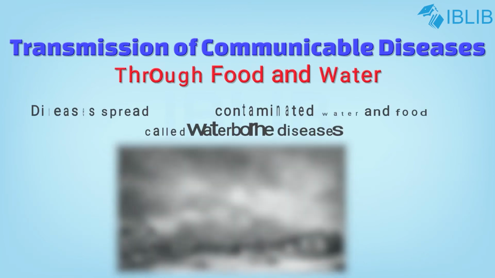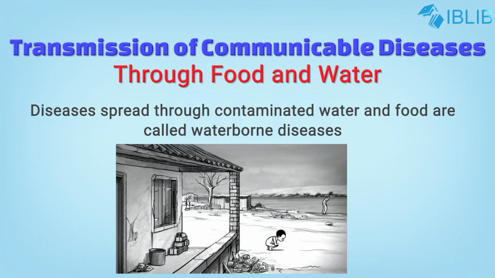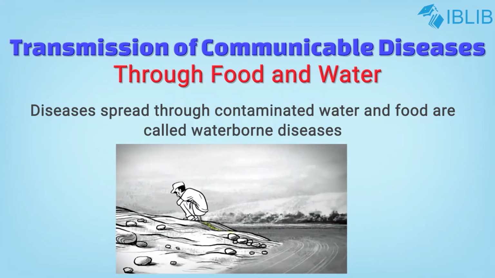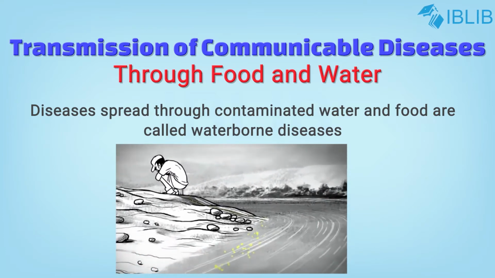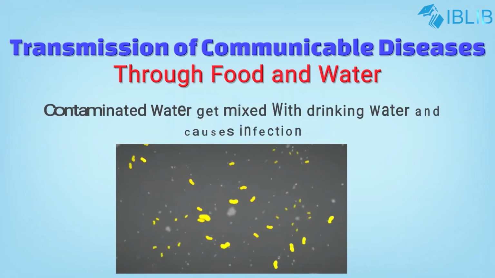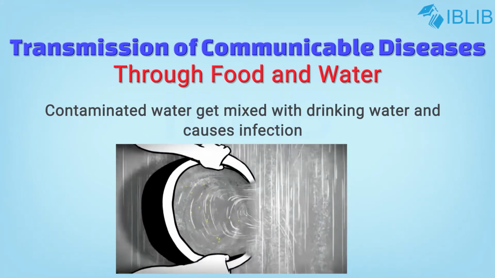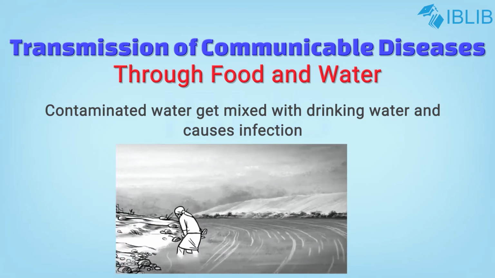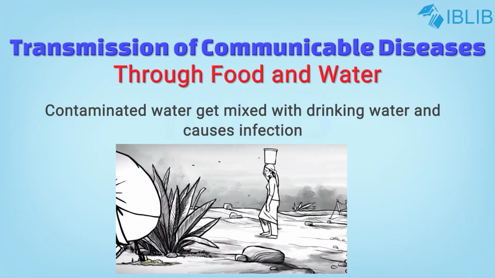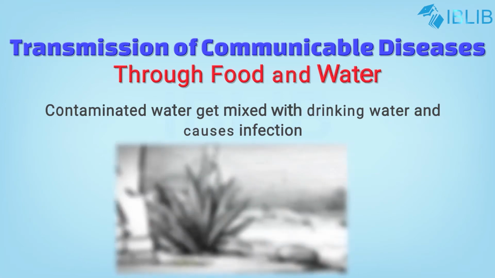Number 2, through food and water. Diseases such as typhoid, dysentery, cholera, and other intestinal infection spread through contaminated water. Such diseases are called waterborne diseases. Water may get contaminated when infected person bathe, wash, or defecate near source of water. So when contaminated water gets mixed with drinking water, it causes infection.